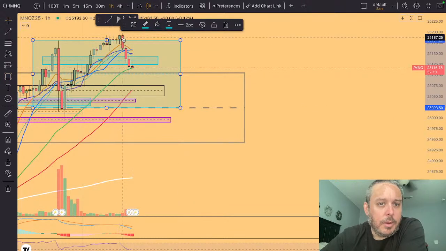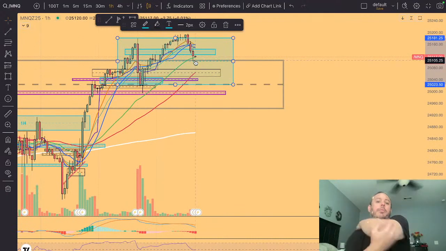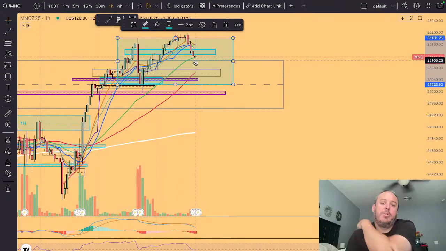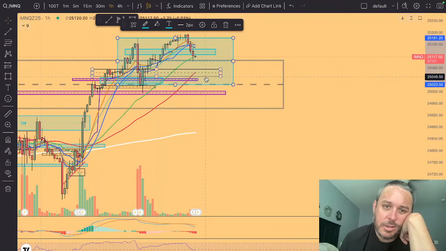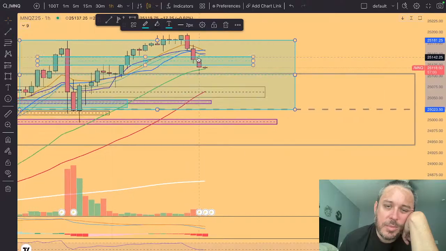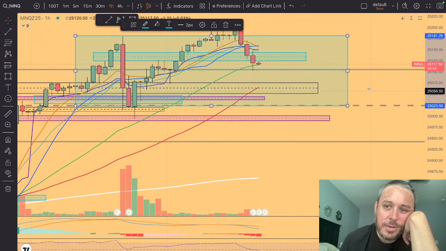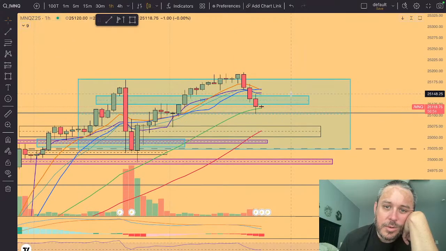Then again, it came back up, retested the top of this, came back down. Now we're back at this 50% level, and it's like, are we going to push down and flush through this, or is this where we're going to reverse and start to pump for the rest of the day in the New York session? Or maybe not the rest of the day, but we could come up to this level right here. We have an hourly gap.